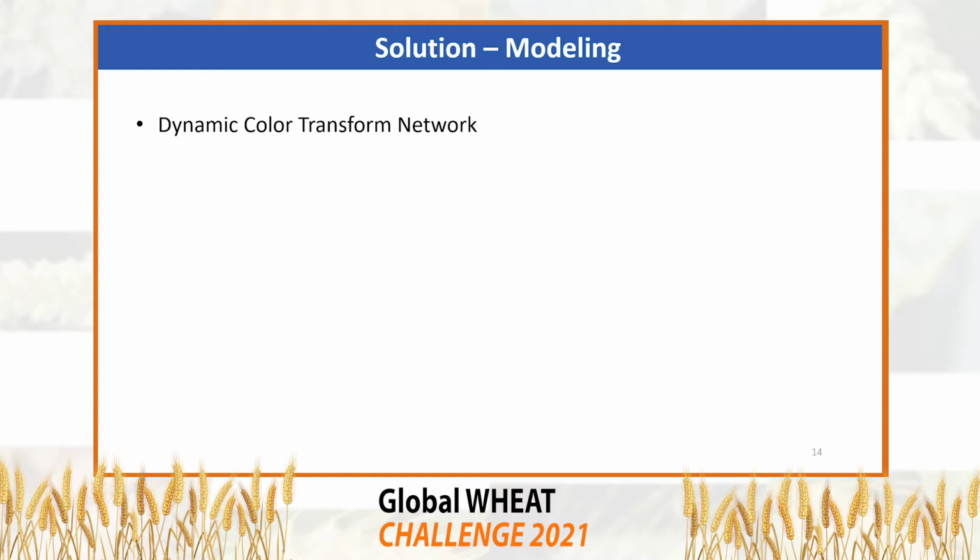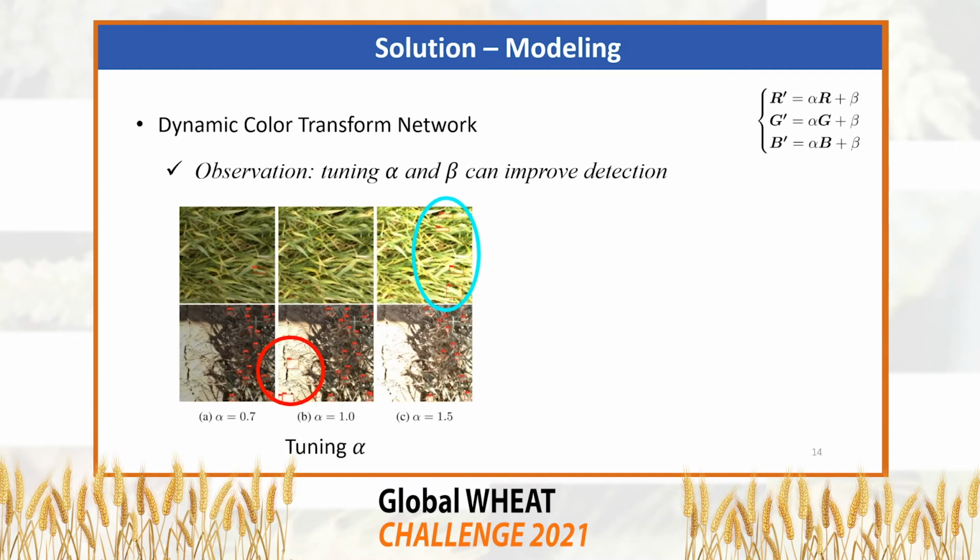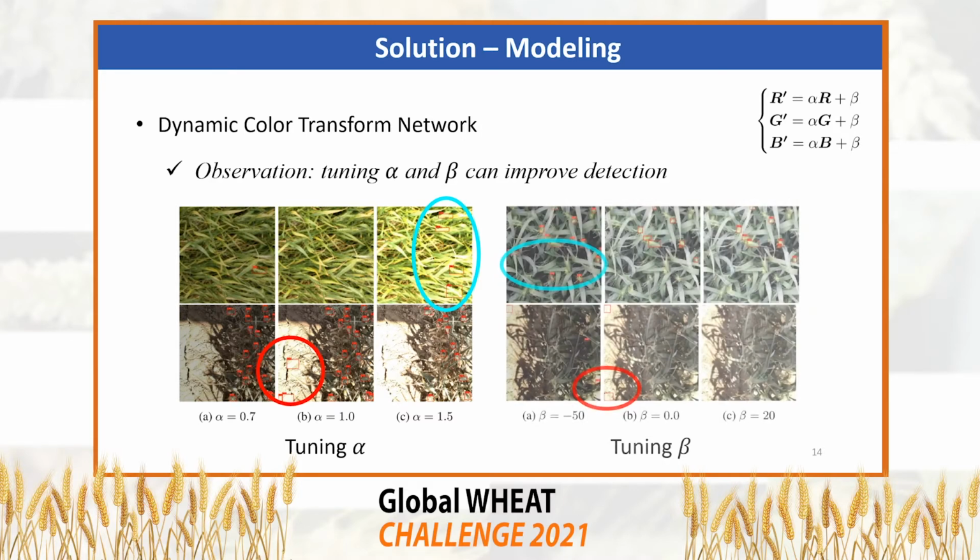Here we introduce our dynamic color transform network. We first start from an interesting observation. We find that tuning alpha and beta can improve detection, where alpha and beta are parameters of linear color transform, as shown in the right top equations. This figure shows the detection results of different alpha. We observe that tuning the value of alpha can eliminate false negatives, as indicated by the blue circles. In addition, it can also suppress false positives, which is indicated by the red circles. We observe similar results when tuning the value of beta.